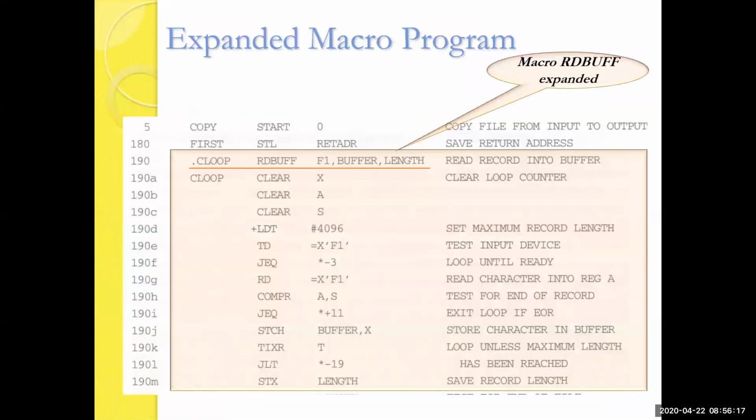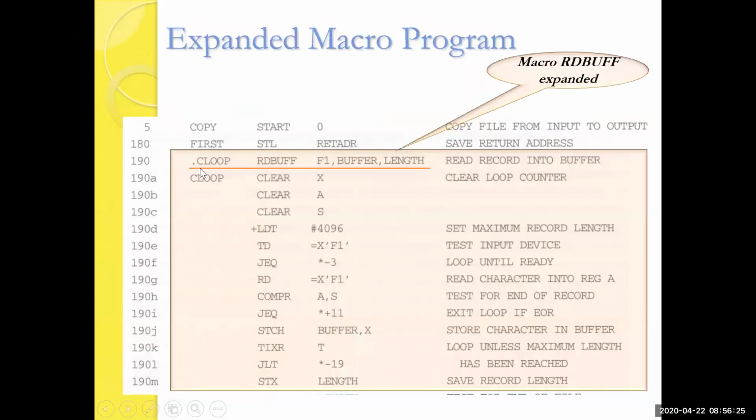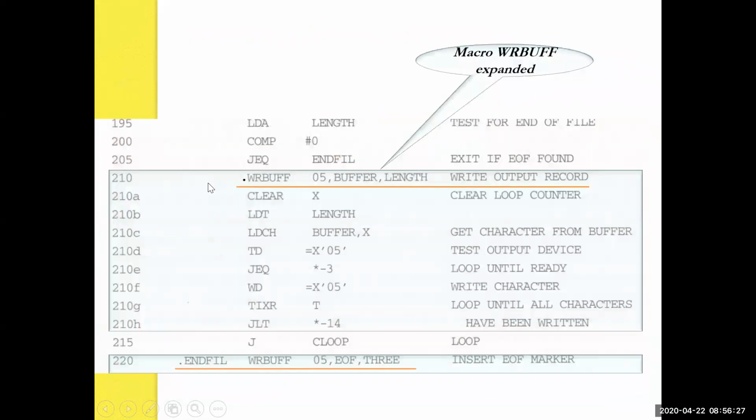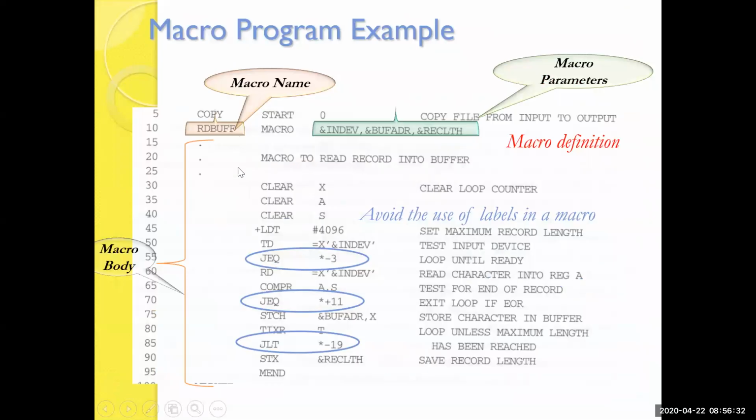So I am showing the expansion here. Please note, the macro invocation statement itself is generated as a comment line here, which is underlined. Following that, statements following the body of the macro RDBUFF have to be generated. We have first three lines which are comment lines which are ignored. Then the statements generated are CLEAR X, CLEAR A, CLEAR S, and this will go on till LDT #4096.